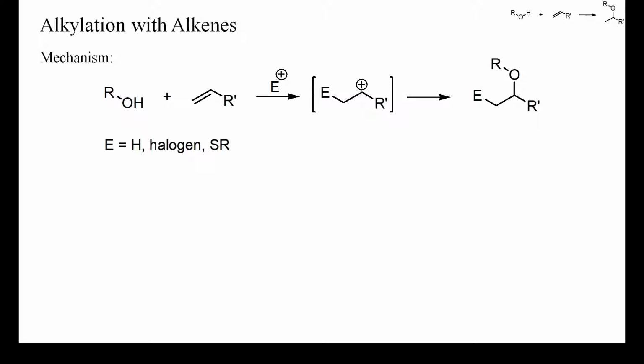This can be a Brønsted acid or some electrophilic halogenating or thiolating reagent. The resulting intermediate carbocation will then react with the alcohol to form an ether and a proton. Because terminal alkenes will always yield secondary carbocations upon reaction with electrophiles, this strategy cannot be used to prepare unbranched ethers.